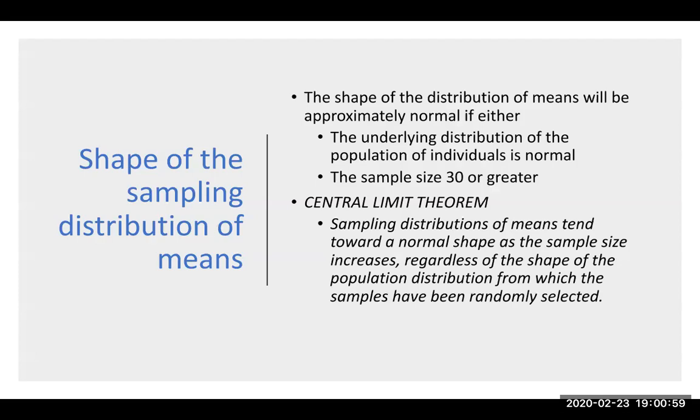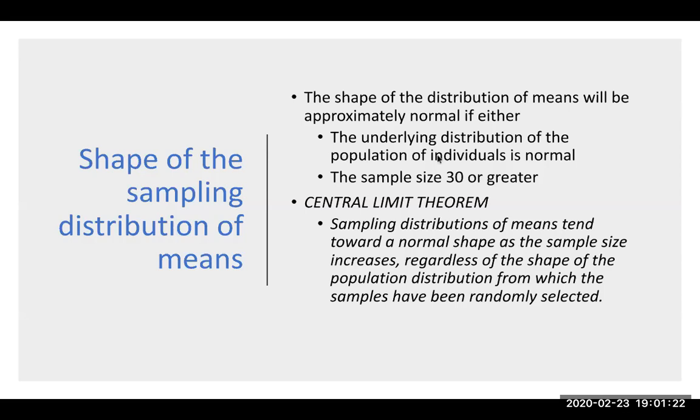Now, I do want you to understand that the shape of the distribution of means is going to be normal under certain circumstances. First of all, if the data that it comes from is normally distributed, then the shape of the distribution will be normal. So if it's normal, it will continue to be normally distributed. And remember, all those things we learned about the normal distribution were very critical for inferential statistics.